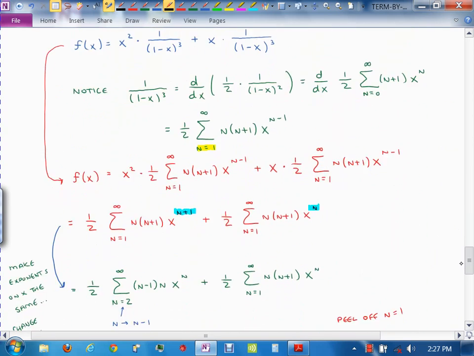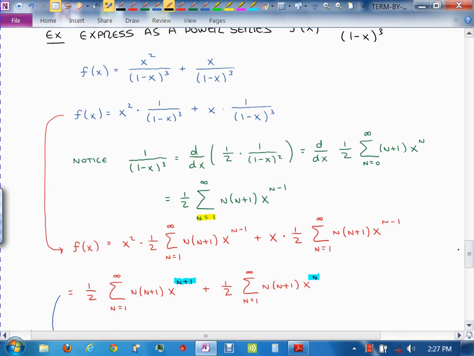Where was it? Okay, so we were here. This is the derivative of this, right? Which is 1/2 times, well, it's the derivative of 1/2 times whatever this is, but this is the power series we just found up in the previous example. Notice the index is at 0, and that was it right there, right? So can you take the derivative of this?